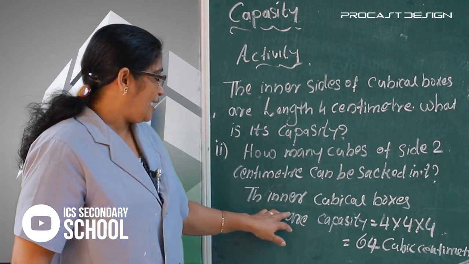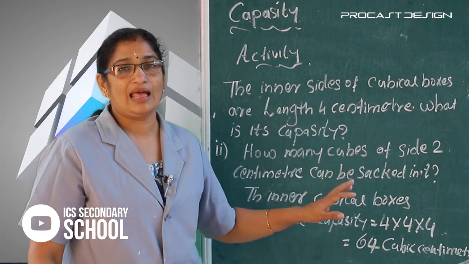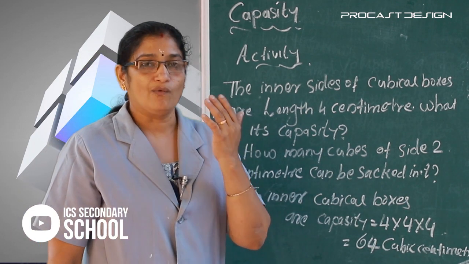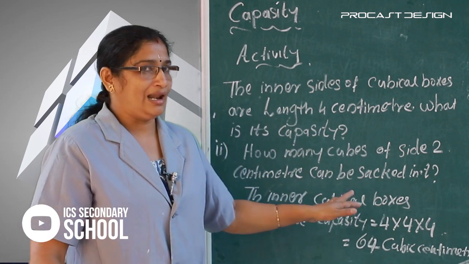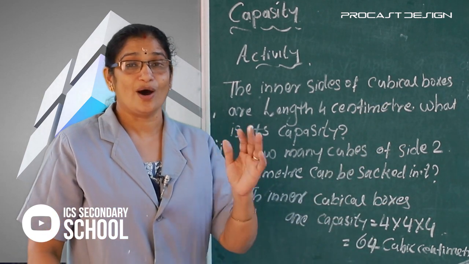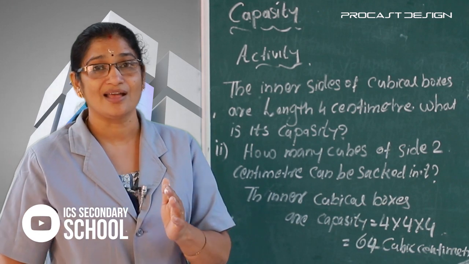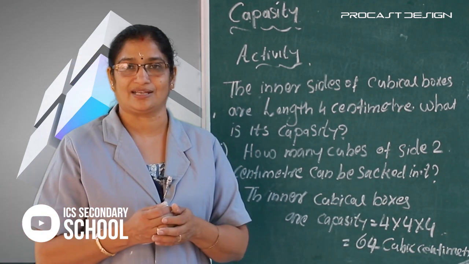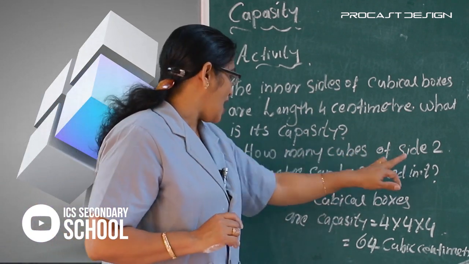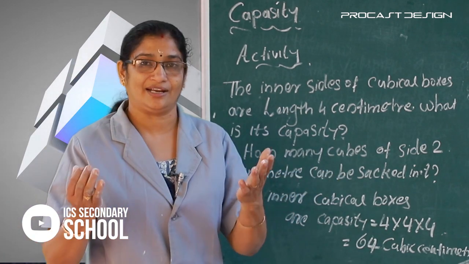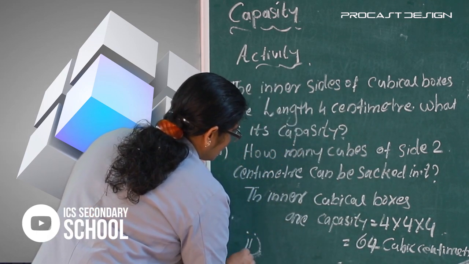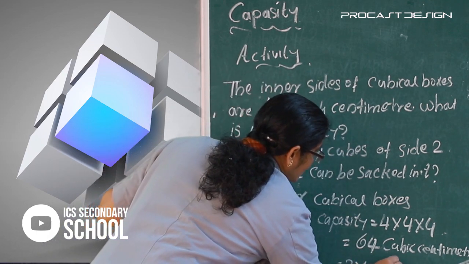The inner cubical box has length 4 centimeter, breadth 4 centimeter and height 4 centimeter. Volume is length into breadth into height. 4 into 4 is 16, 16 into 4 is 64 cubic centimeter. And another question, how many cubes of side 2 centimeter can be stacked in it? 2 into 4, 8.